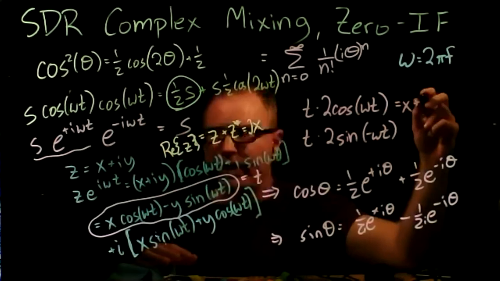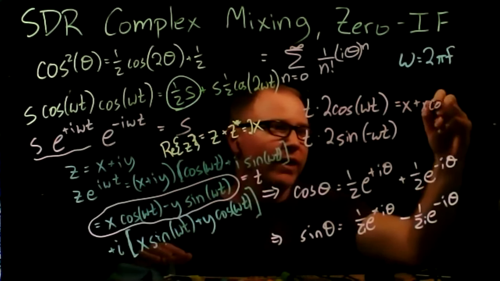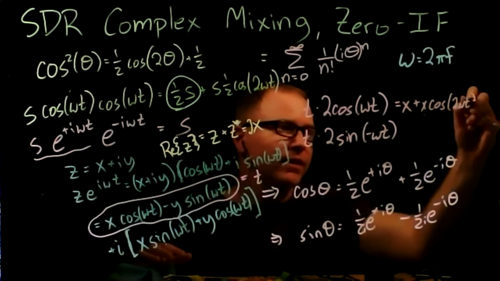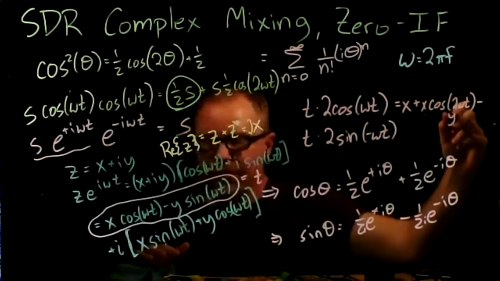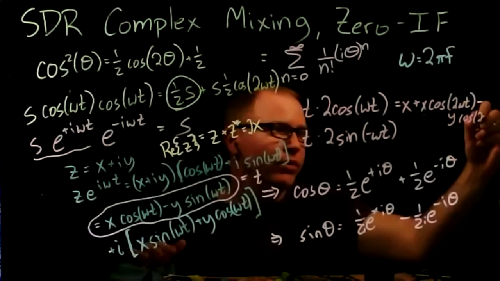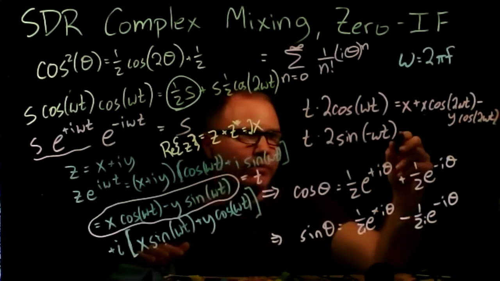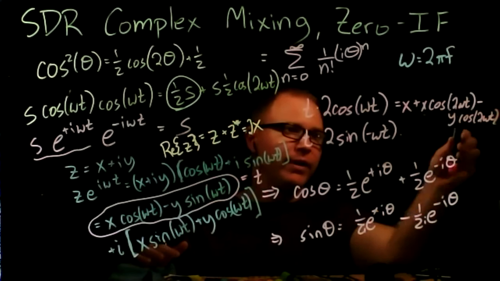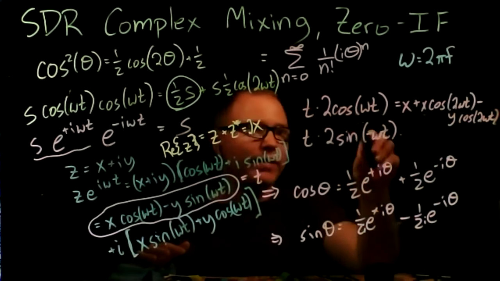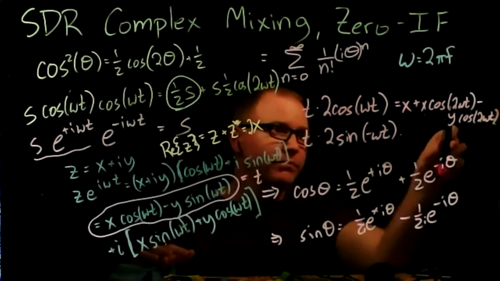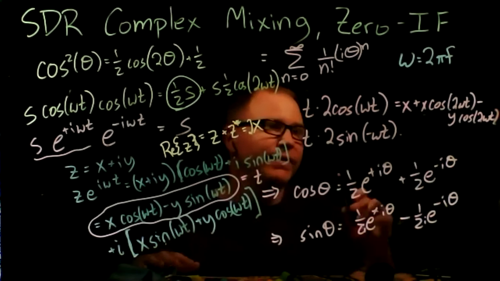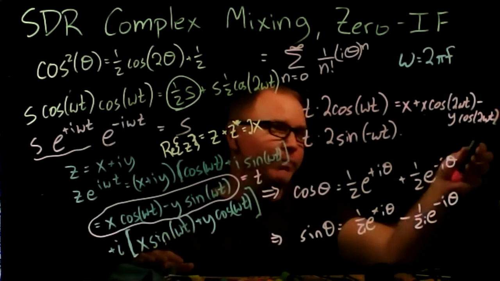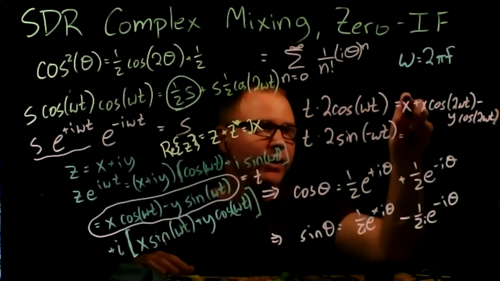plus a couple terms. So x cosine of 2 omega t minus y cosine of 2 omega t. And what's nice about this is this multiply happens in analog. And remember, this frequency is like 950 megahertz. So you get back the original signal, plus these terms, both of which have extremely high frequency content, like 1.8 gigahertz or something. And that's easy to low pass filter out. And you get back the original.